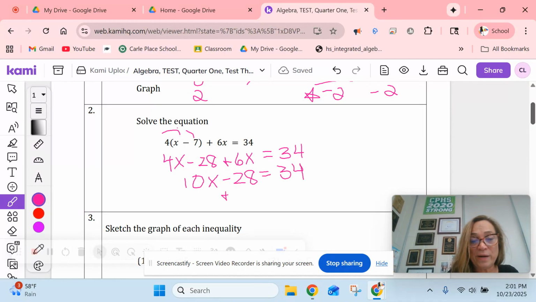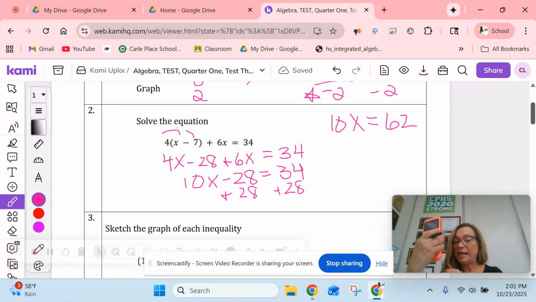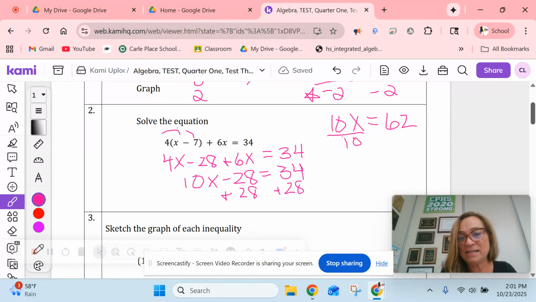I'm going to add 28 to both sides. Whatever you do to one side, you do to the other. That gives me 10x equals 62. And I'm just going to double check with my calculator that I added right, even though I'm quite confident. But you know, this is important. So when it's important, I check my work. Yep, I added right. I'm going to divide by 10, and I get x equals 6.2, 6 2/10.